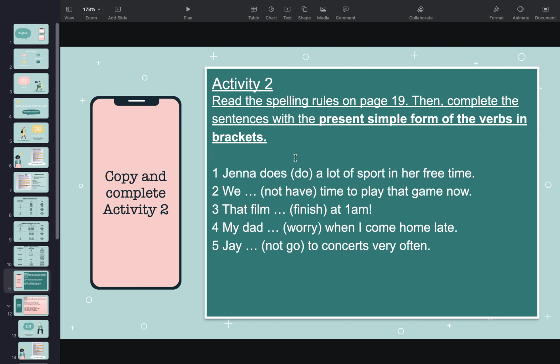Okay, jawab betul-betul. Alright. We not have time to play that game now. We not. Kami tak. Kalau nak letak not, kena ada apa kat depan? Boleh tengok balik yang teacher dah share ataupun tengok dalam table ni yang kamu dah jawab. Okay? Now, complete all of this. Salin semua ni dan jawab. Alright? You can do this. Banyak lagi kita nak buat ni.